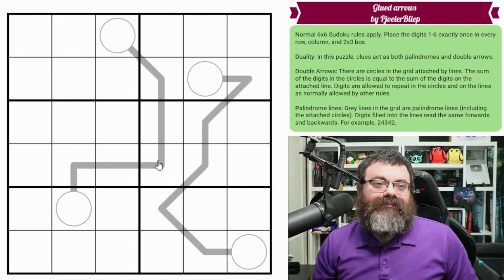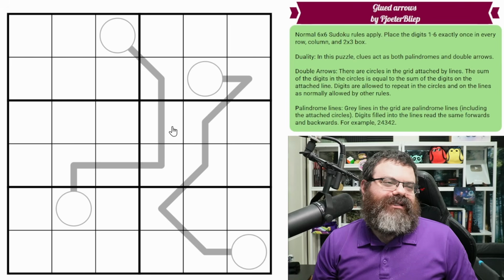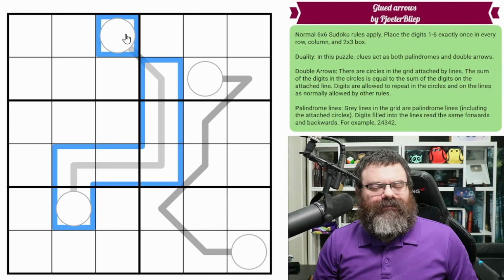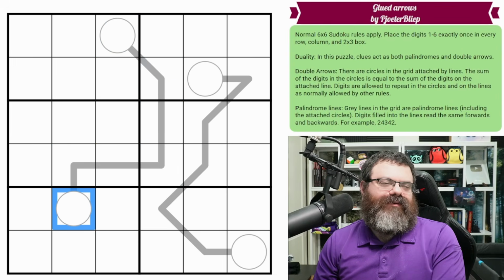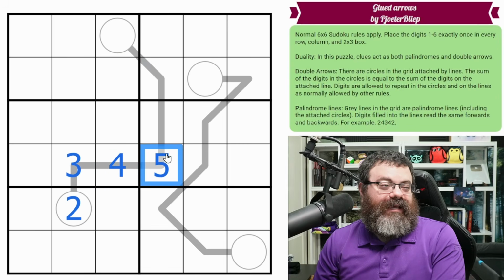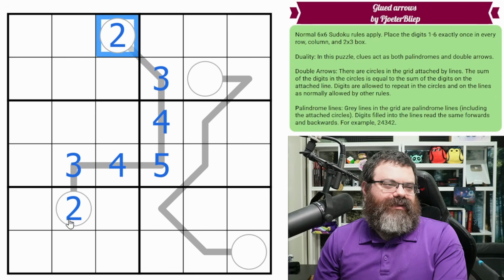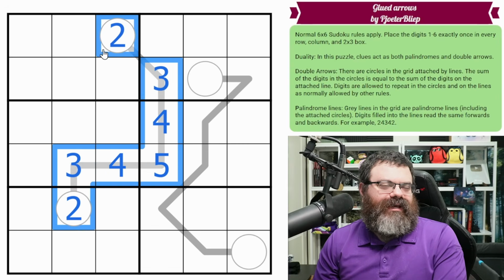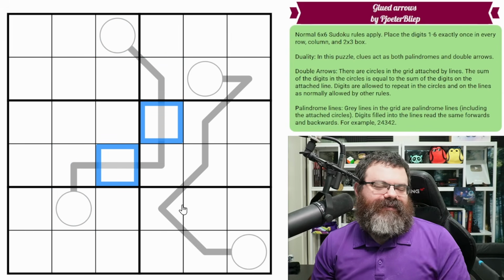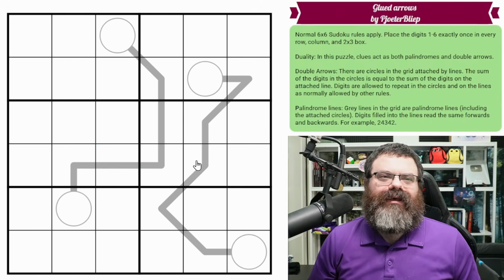So that includes the circles. That means that when we read this palindrome forwards and backwards, it reads the same. So for example, 2, 3, 4, 5, 4, 3, 2. This reads 2, 3, 4, 5, 4, 3, 2 this way, and 2, 3, 4, 5, 4, 3, 2 this way. So another way to put that is digits that are equidistant from the center have to have the same value. All right, and that's it.